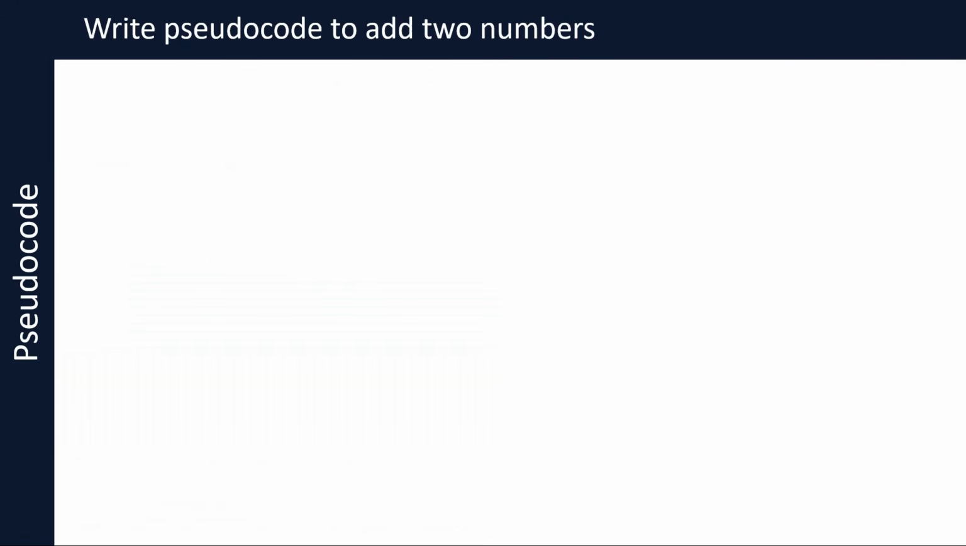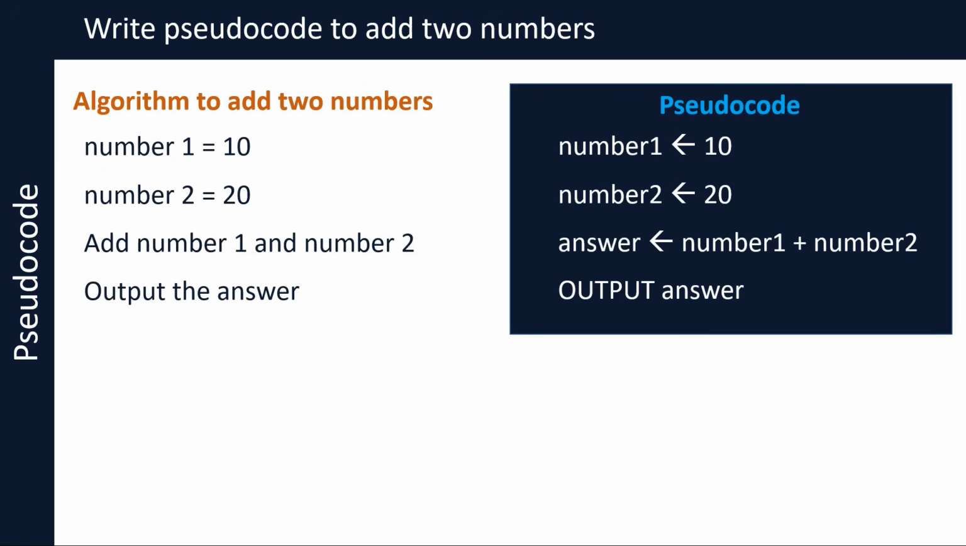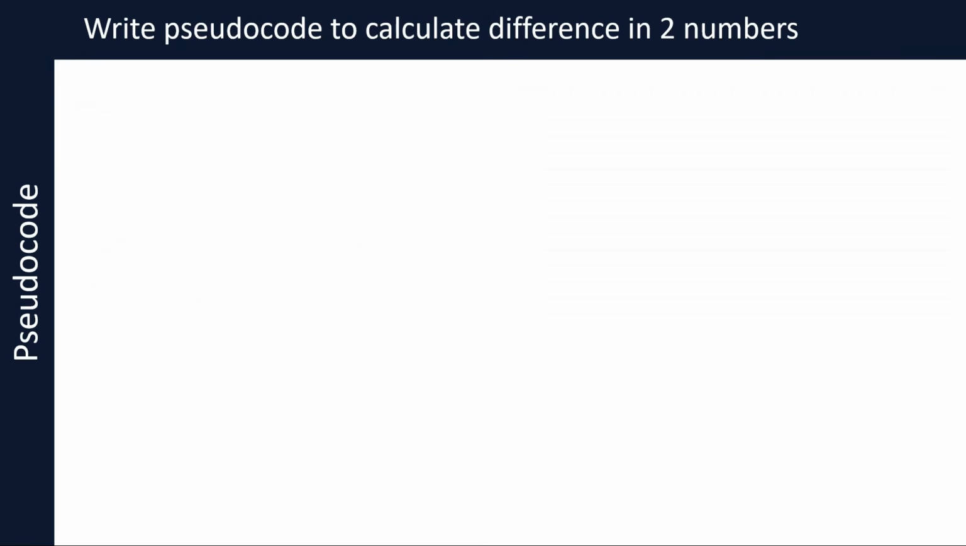Let's see what our pseudocode for the algorithm to add two numbers looks like. We will use the first style for our pseudocode. You can use any style, but we advise you to be consistent in using your chosen style throughout your pseudocode. On your screen, on the left-hand side, there is the descriptive text, and on the right-hand side, there is the pseudocode.